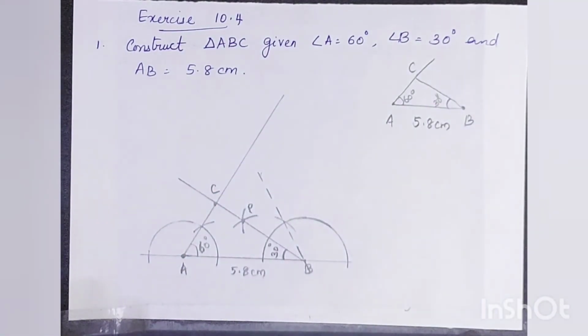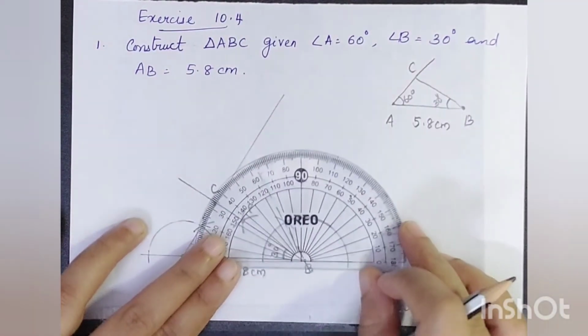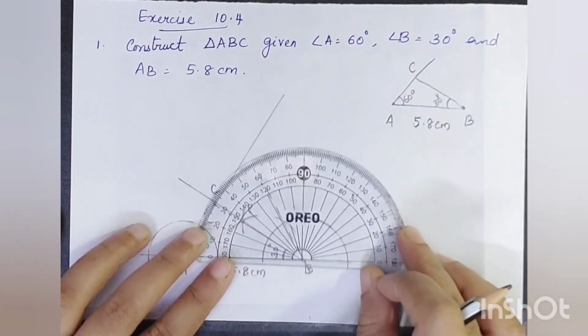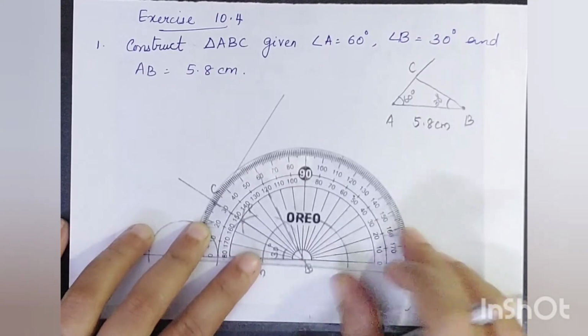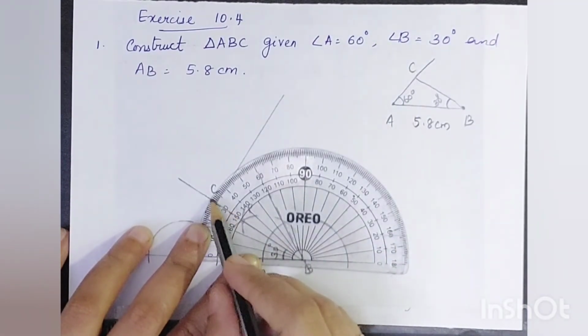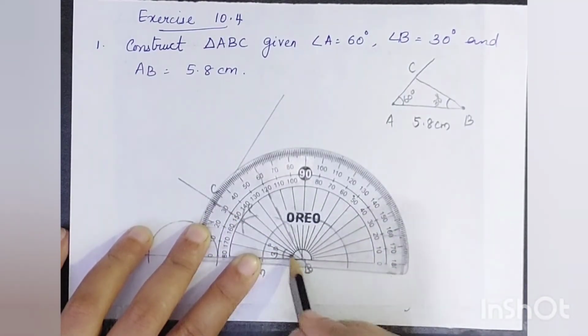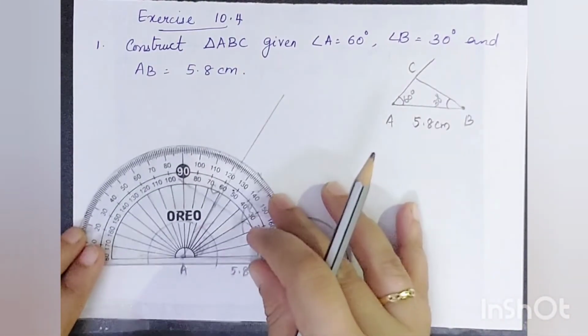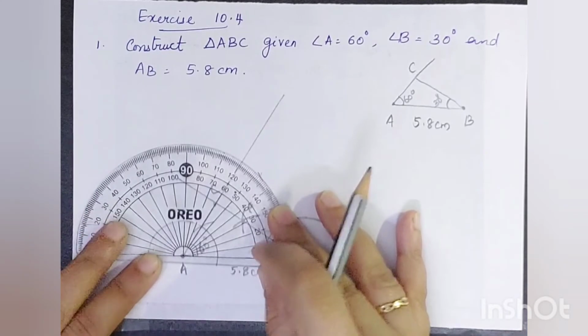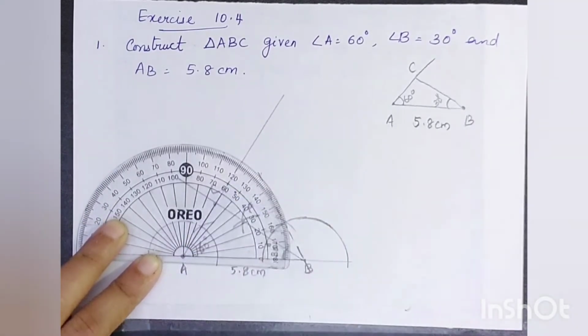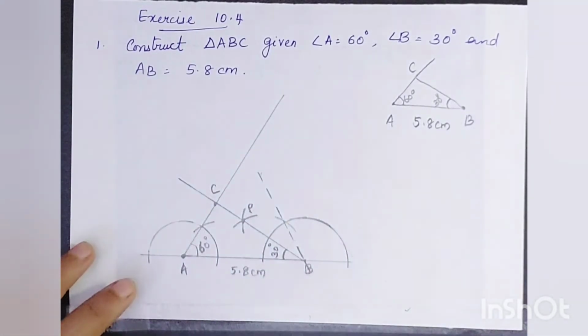If you have any doubt, you can use the protractor and measure and check if this angle is 30 degrees. See, this angle is exactly 30 degrees. Correct? And this angle you can also check. This angle is exactly 60 degrees. So clear with the procedure? Now we will go on to the next problem.